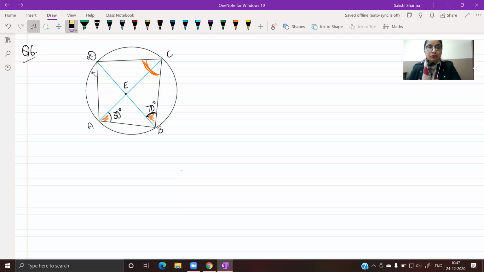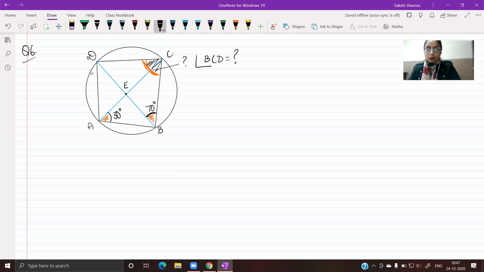This is what's given to you: a quadrilateral which is cyclic, meaning the four vertices lie on the circumference. When you draw the diagonals, the point of intersection is E. Two angles are given to you as I have marked. With the help of these two angles, you have to find this angle. This is the one we need to find. The question is, find the measure of angle BCD.